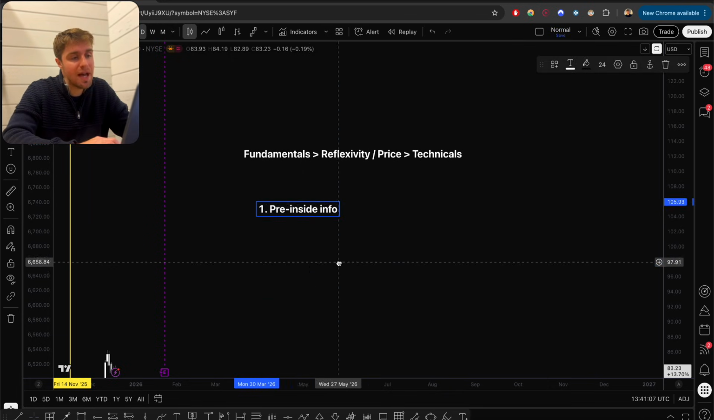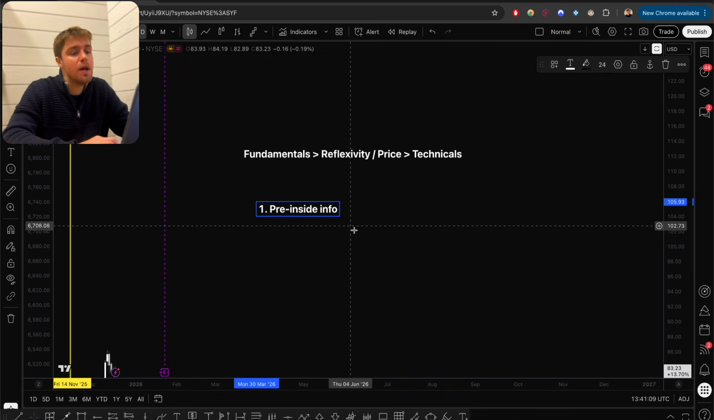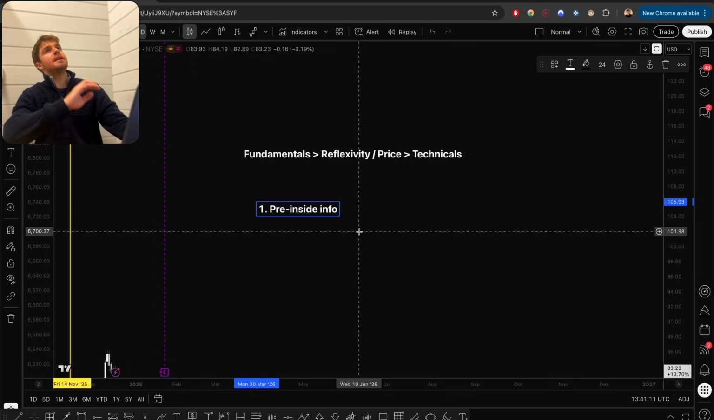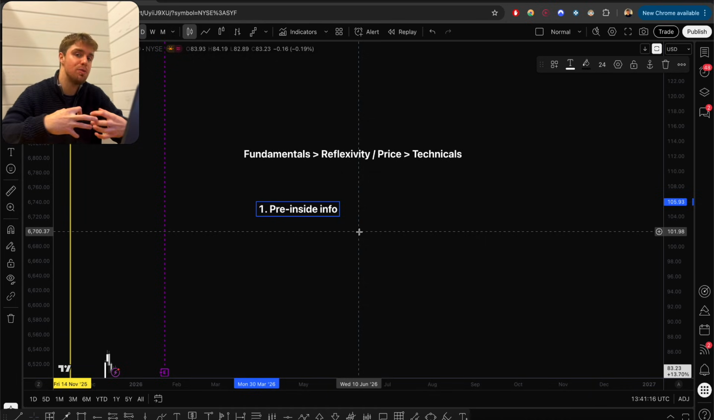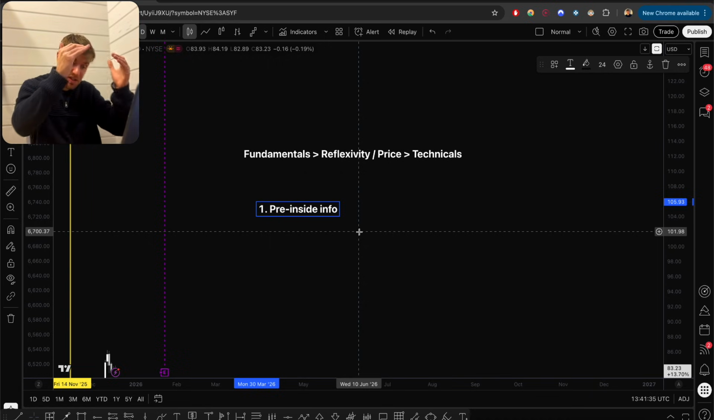So the first thing to understand is the types of edges. First, pre-inside info. If you imagine an insider trader, someone who has knowledge about something that's going to move the market, and no one else knows about it. That's obviously illegal, insider trading. It's illegal because it works. It's probably the best trading edge to ever exist, which is why it's illegal, because it's such an unfair advantage. That gives us clues as to what some of the biggest edges are, because if we can take elements of that without it being illegal, that's going to be good.